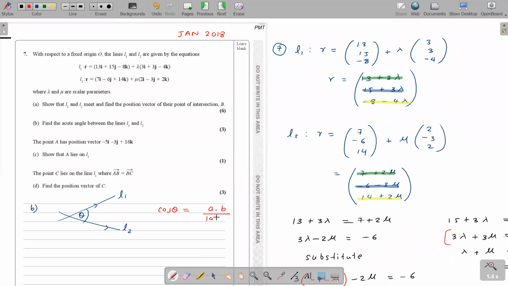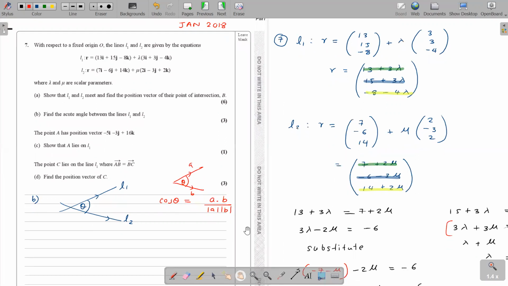What do we use for A and what do we use for B? Here the angle theta is the angle in between A and B. So for line 1 and line 2, we use the direction vector of line 1 and the direction vector of line 2. Make sure you use the direction vector of line 1 for A and the direction vector of line 2 for B.